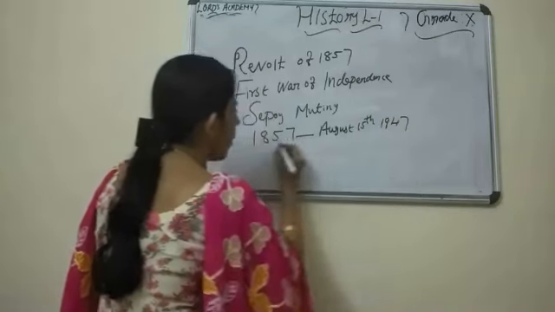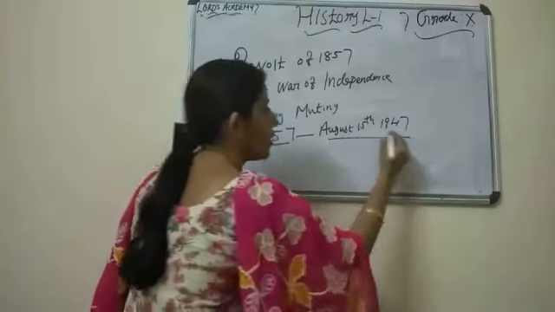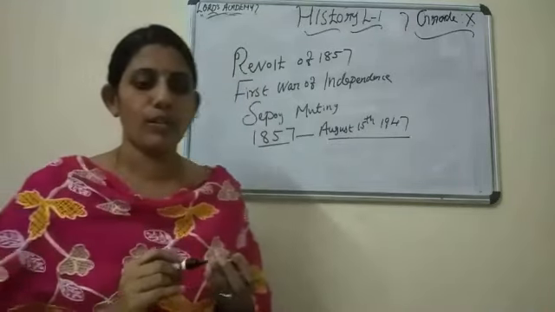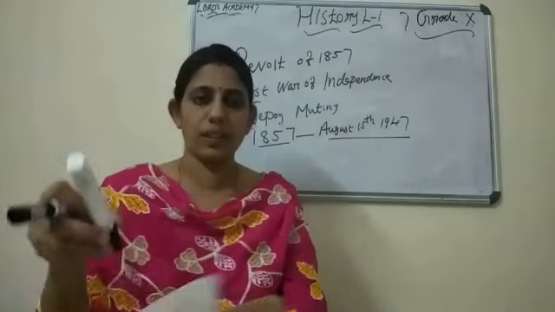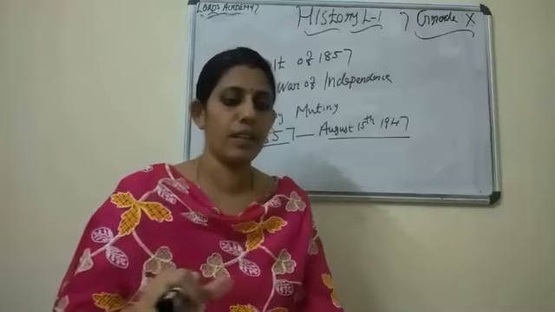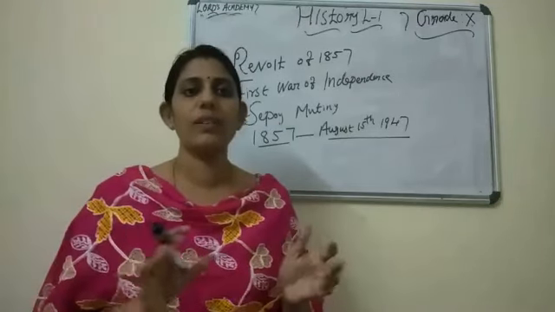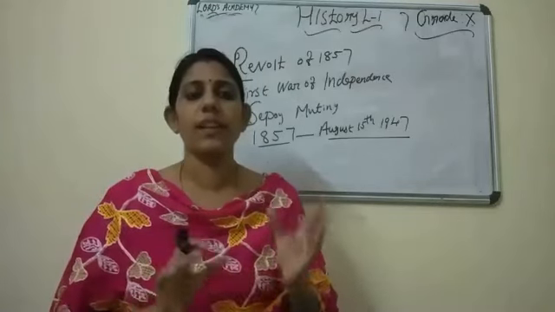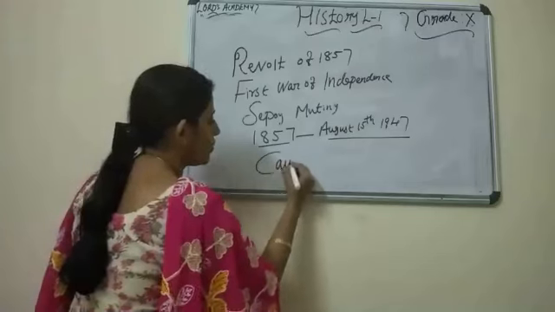The revolt started in 1857 and India got independence on August 15th, 1947. So it's a long journey, right? From 1857 to 1947, so many events took place, in Meerut, Kanpur, Delhi, Lucknow and Central India. Those events are not included in the syllabus. The syllabus starts with the causes of the Revolt of 1857.